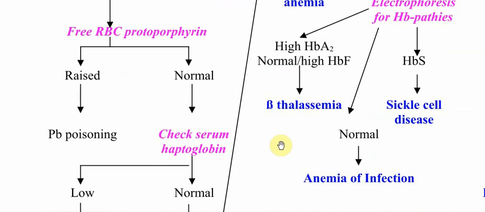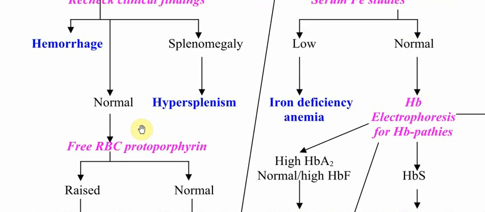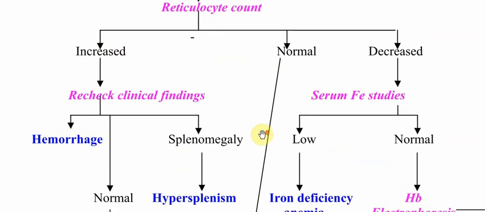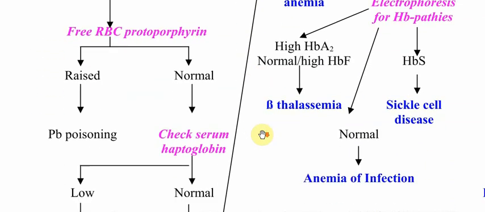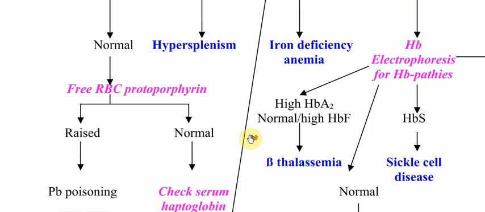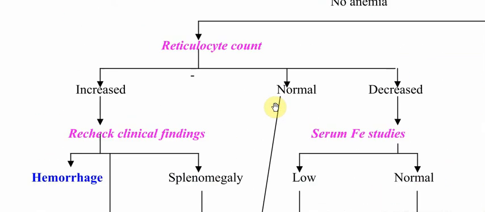We go back further up. We have checked free RBC protoporphyrin. We had checked for splenomegaly. Up to here we had seen. Now if the reticulocyte count is normal, then the step goes to where we had done a bone marrow examination, and then subsequent workup is as before.